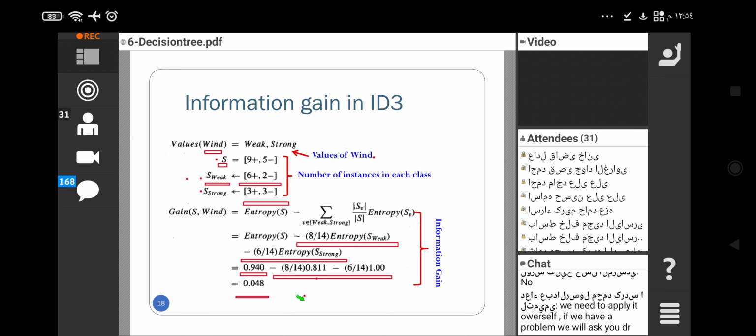Okay, and then we do the same thing for all of the features. So we calculate information gain for all of the features. Then we select the feature with the maximum information gain, and we put it in the node of the tree. Okay, so we calculate the information gain of all of the features, and we select the best feature with the highest information gain in the decision tree.